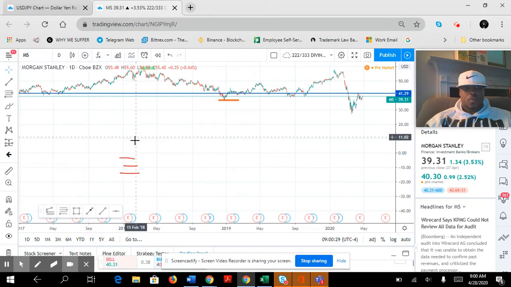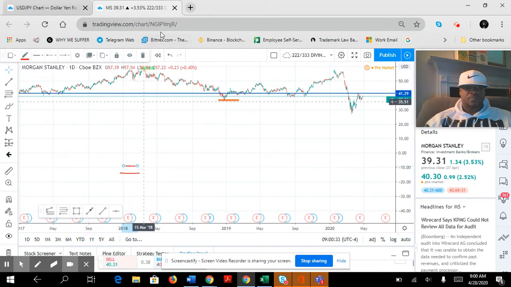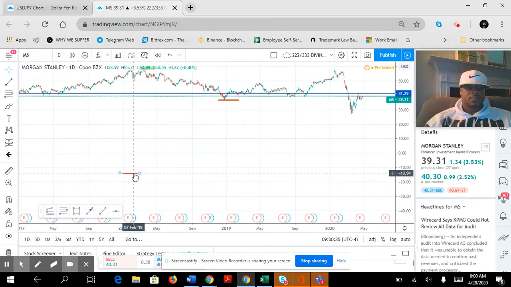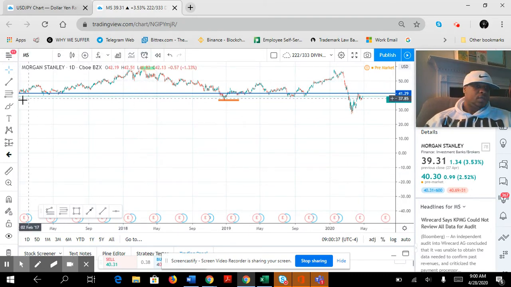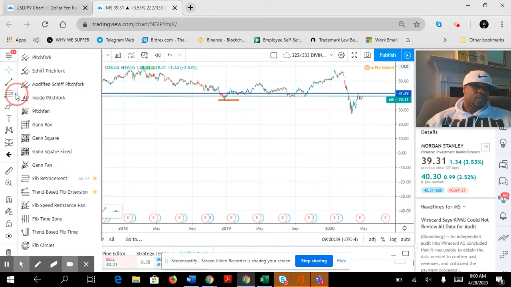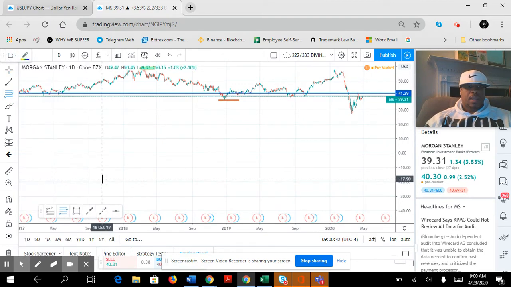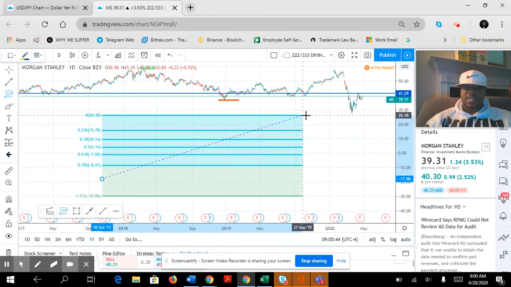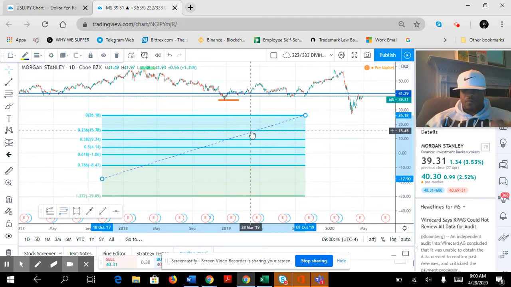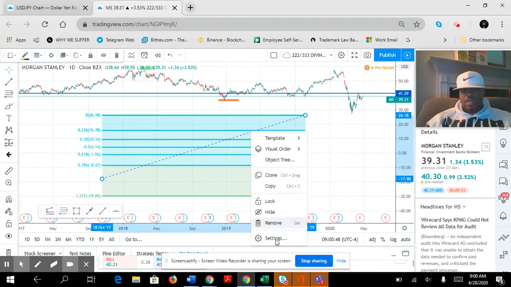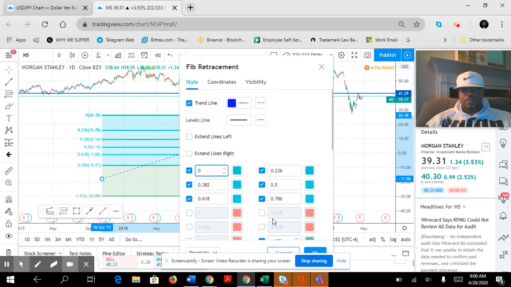We're going to pull that tool back up. I didn't mean to delete it. Now I want you to go to settings on it. Hover over it, right click it, and you see settings right here. Click on settings, and this is what's going to come up.